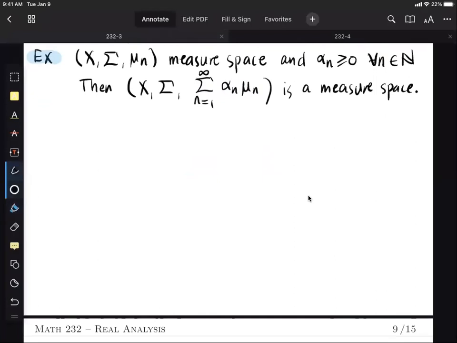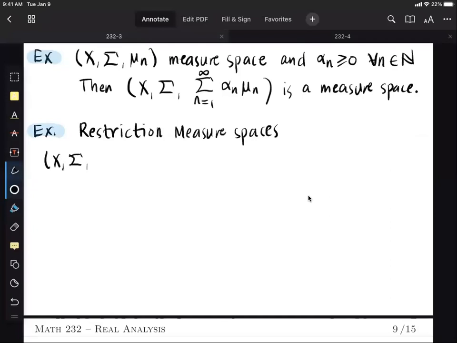And for our final example, we consider the so-called restriction measure spaces. And there are two versions of this. So let's start with a measure space, X, sigma, and mu, and a set E in the sigma algebra.